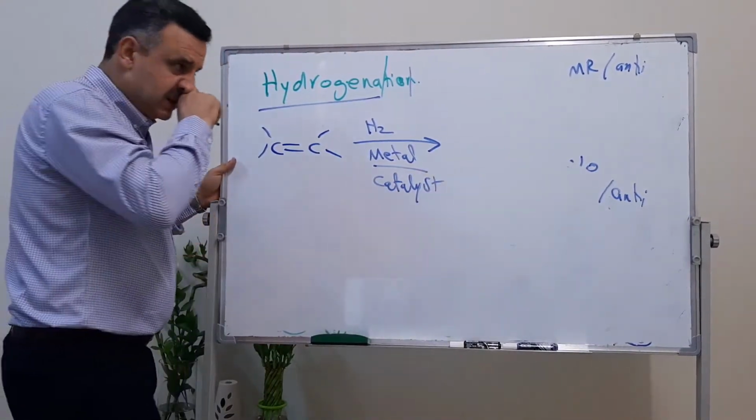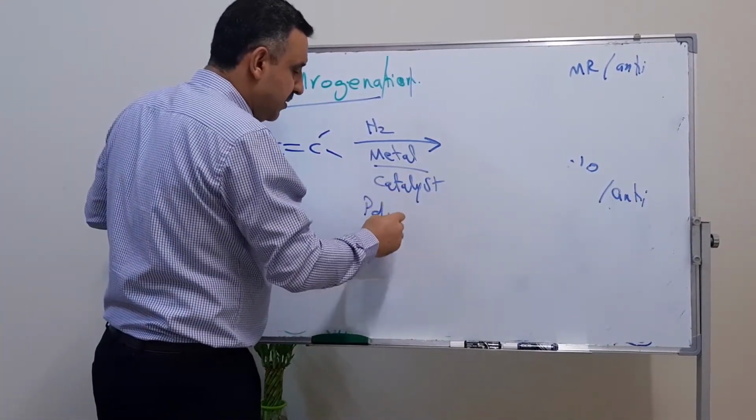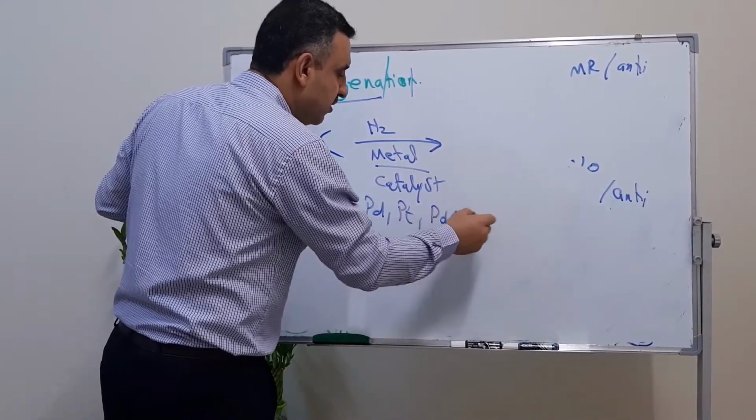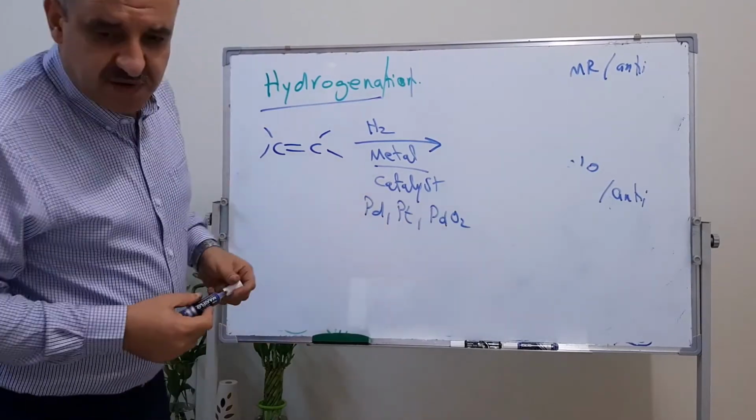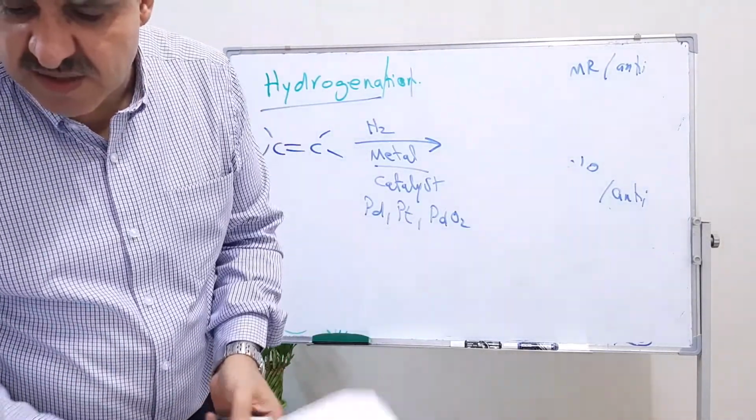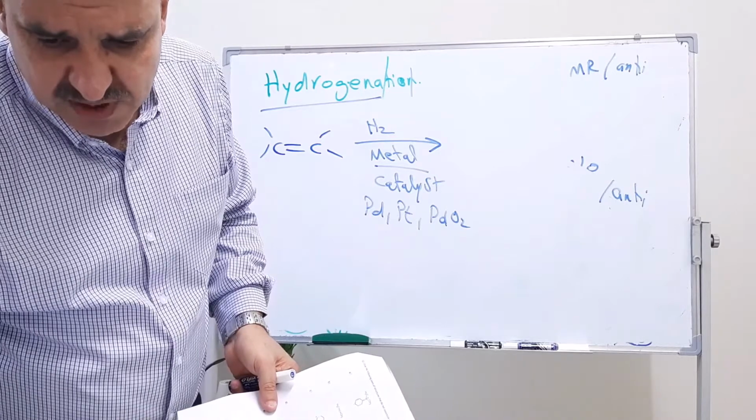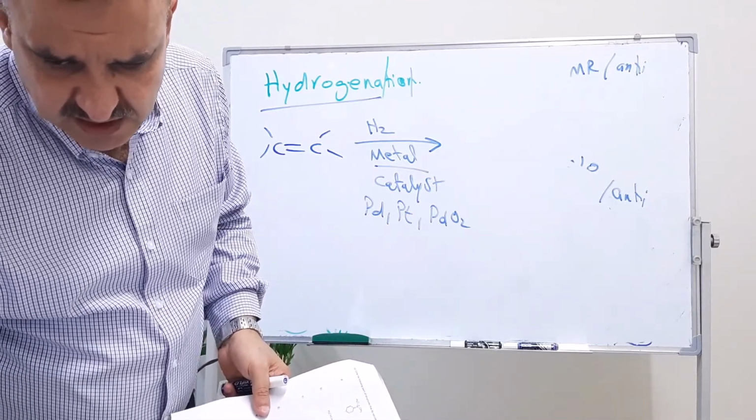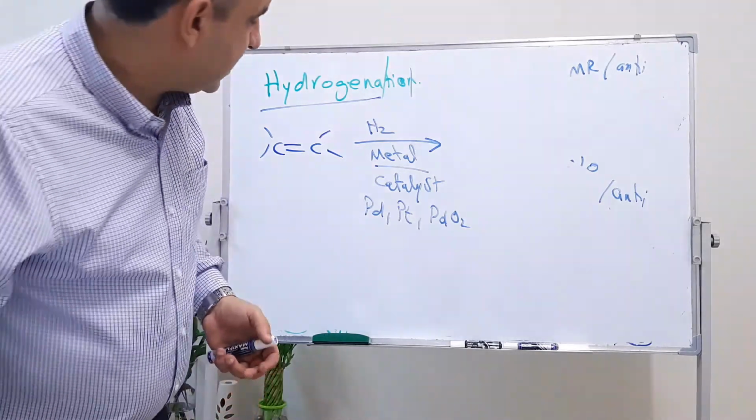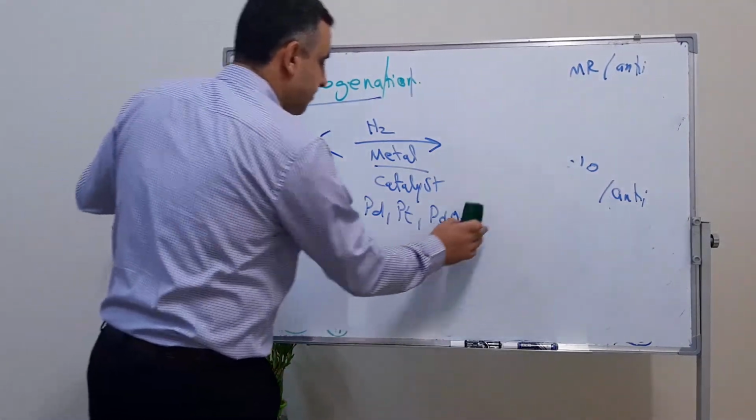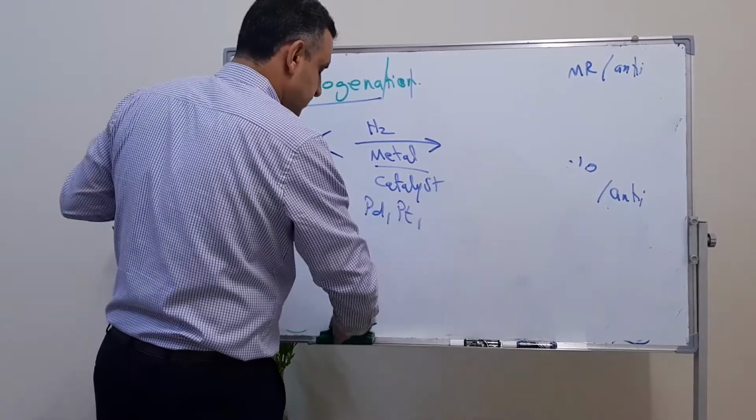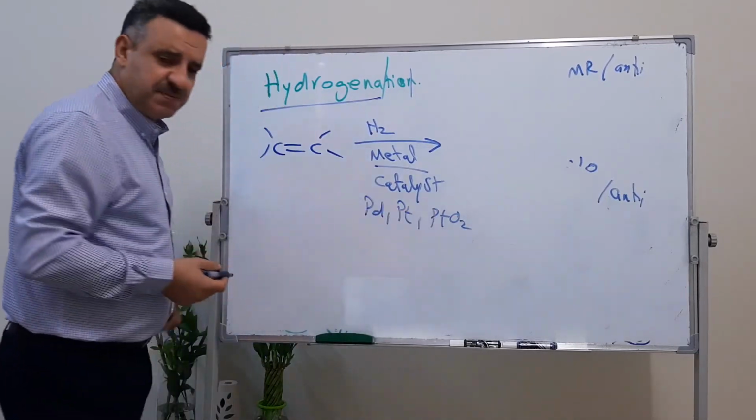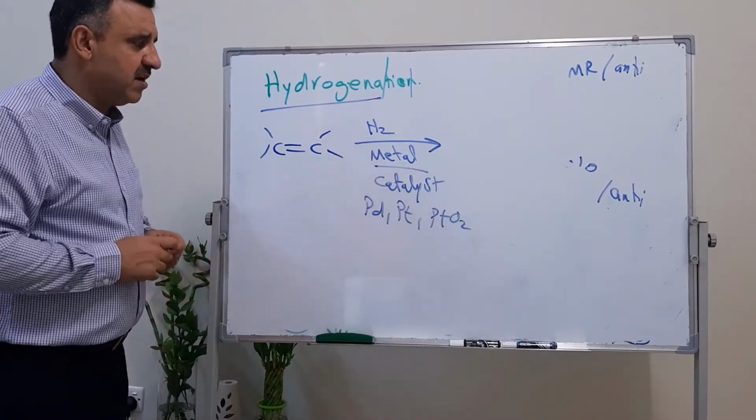Do you follow me? Sometimes we may use palladium, platinum, palladium oxide, or platinum oxide, whatever. So we have different reagents which can be used for the hydrogenation reaction. I think platinum oxide, maybe platinum instead of palladium, but it can also be any metal. Generally speaking, there are plenty of metals which can work.